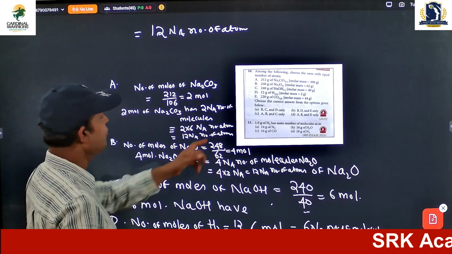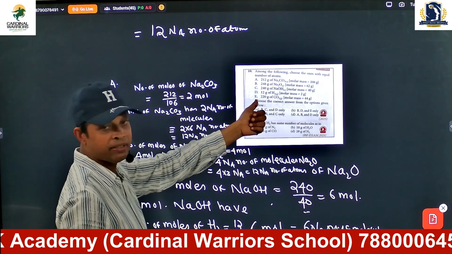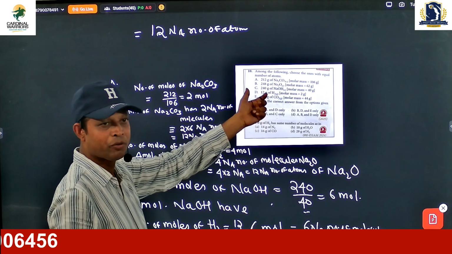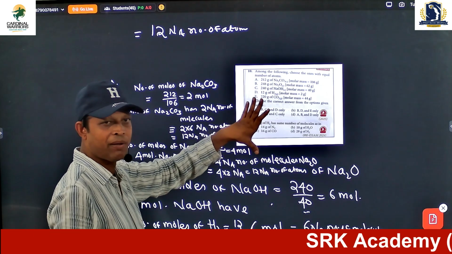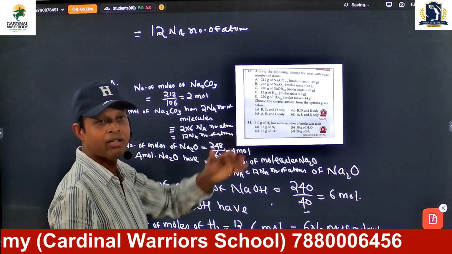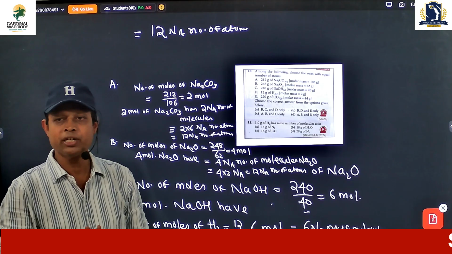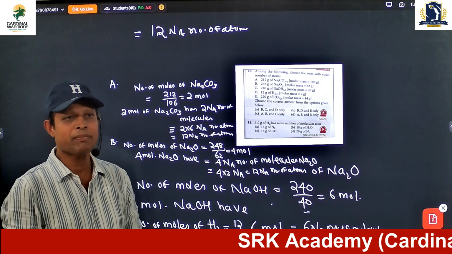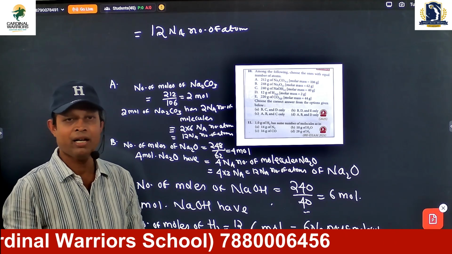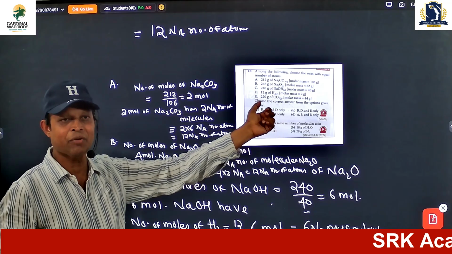In option E we have carbon dioxide, 220 gram. 220 means what? 220 divided by 44 becomes 5 mole, right? And one molecule of carbon dioxide has 3 atoms: carbon 1, oxygen 2, so 3 atoms. So 5 Na number of molecules have 5 into 3, that is equal to 15 Na atoms.